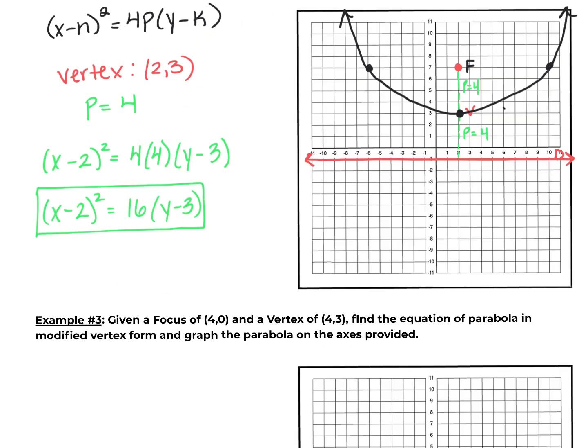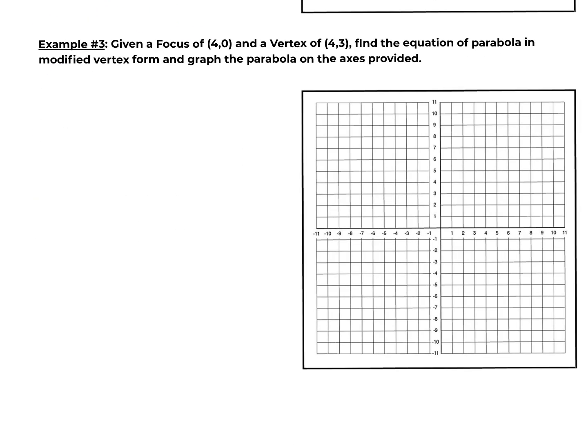All right, let's take a look at example number 3. Given a focus of 4, 0, so I'm just going to plot that. 4, 0 is my focus. And given a vertex of 4, 3, so I'm labeling that as the vertex, same thing. Find the equation in modified vertex form and graph.